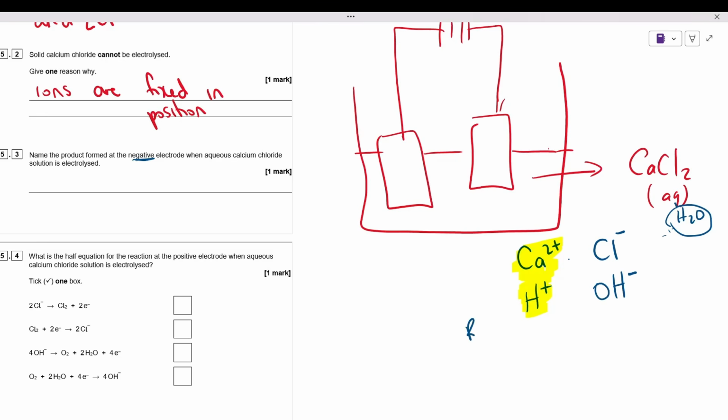Now, based on the rule, it says if it's more reactive than hydrogen, it means that hydrogen is going to be produced. So it's the less reactive. Let me simplify the rule. Less reactive in the reactivity series will be produced.